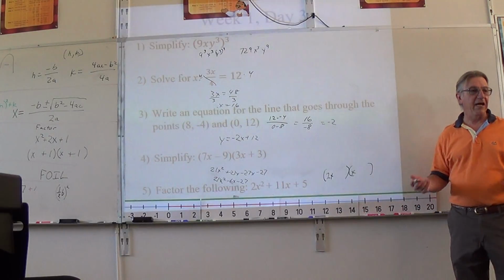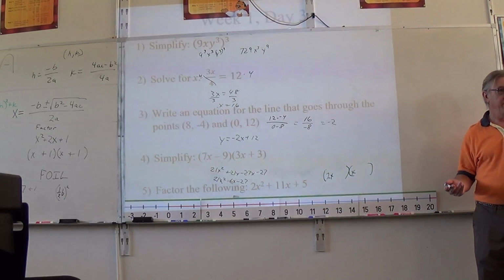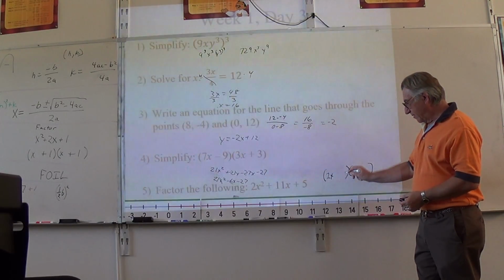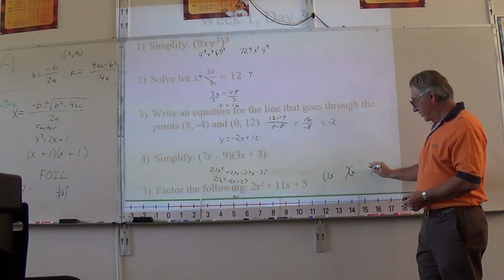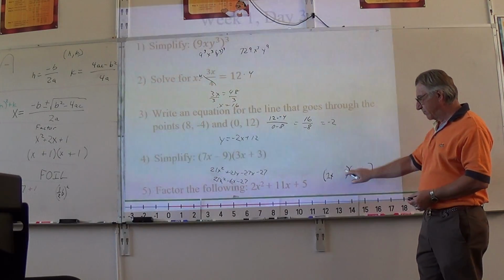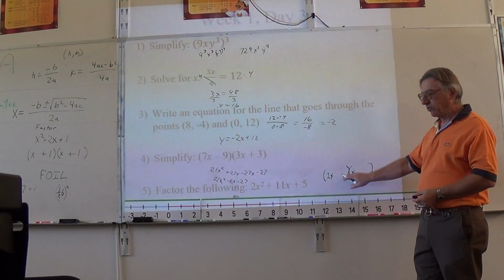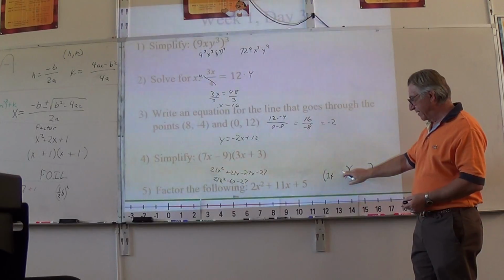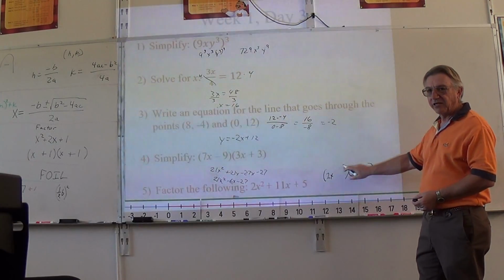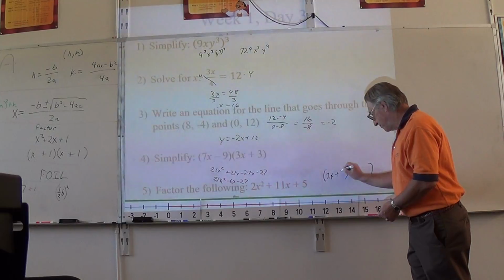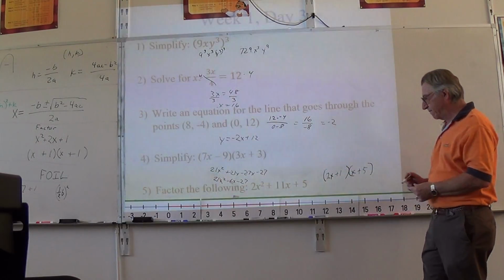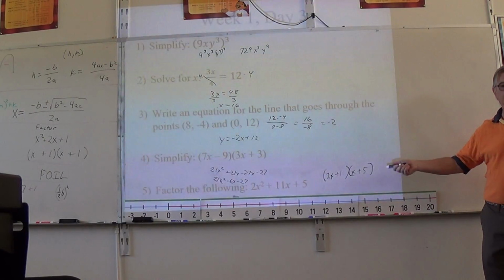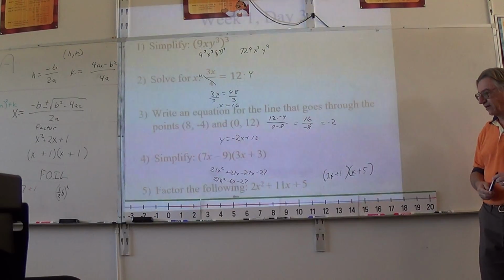Okay, so the factors of 5 are 1 and 5. So it's a pretty easy one to troubleshoot. If I put in a 1 over here, then I have 2 times 1 plus 5. That wouldn't work, but if I put in a 5 over here and a 1 there, I'd have 2 times 5 is 10 plus 1. So 2x plus 1, x plus 5. If I FOIL that back, I'm going to get 2x squared plus 11x plus 5.